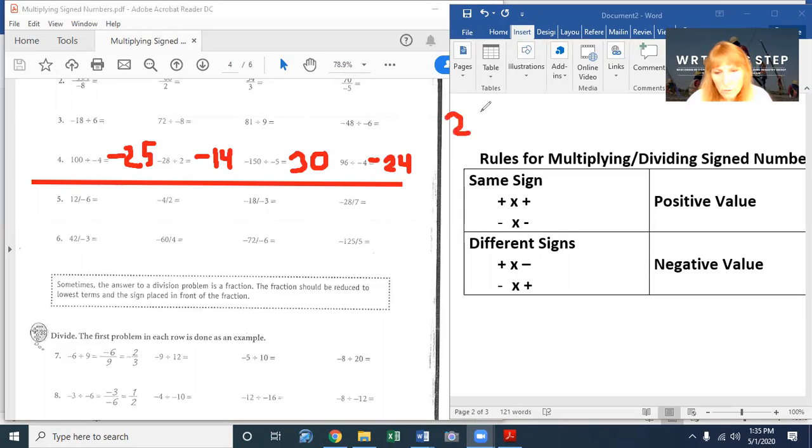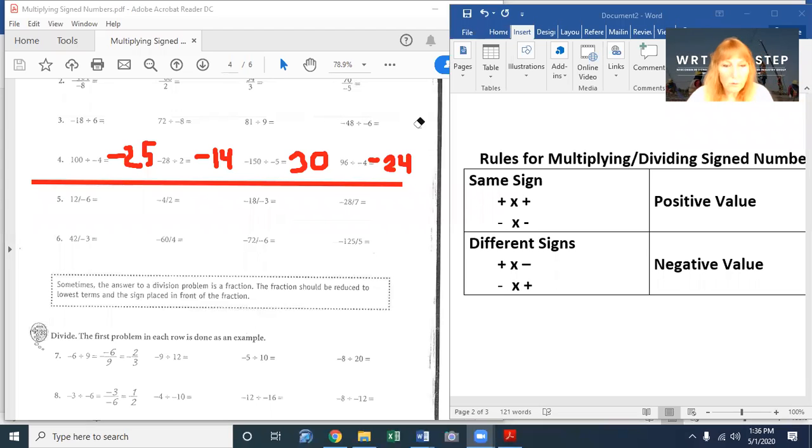24, I want to double check it, times 4. 4 times 4 is 16, carry the 1, yep, 96. Just wanted to double check that I did that right. Okay, I did it in my head. All right, so that was row 4.